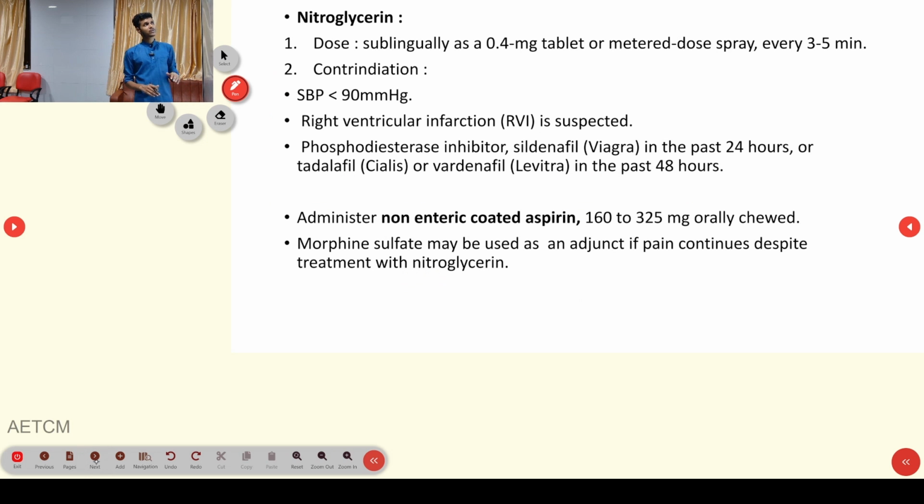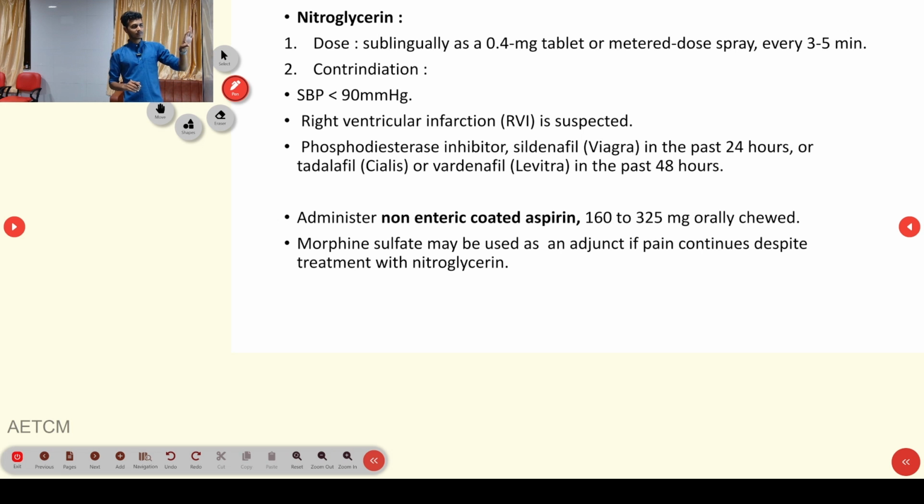Nitroglycerin wise, a sublingual 0.4 mg tablet, under the tongue, you can give, and a metered dose inhaler spray also, every 3 to 5 minutes. Contraindications: if the person has systolic blood pressure less than 90 mmHg, right ventricular infarction, or phosphodiesterase inhibitor use, you should not go with sublingual nitroglycerin.